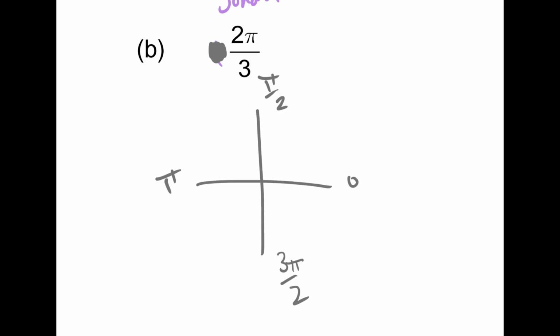Wouldn't you just go around to like here? Maybe. We have 2/3 pi. This is 0, this is pi. So I'm 2/3 of the way to pi.